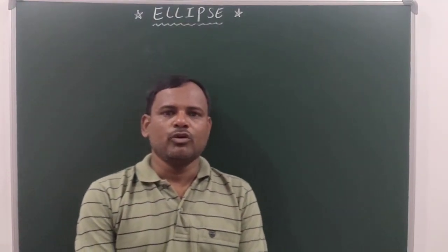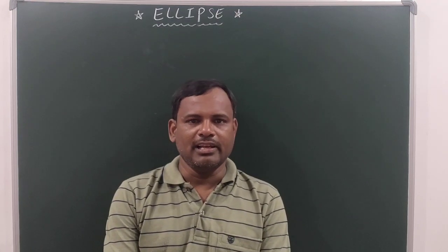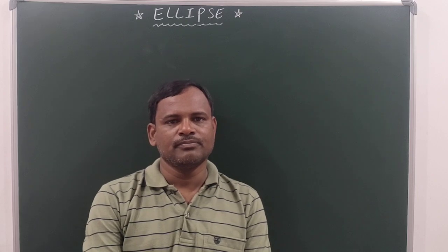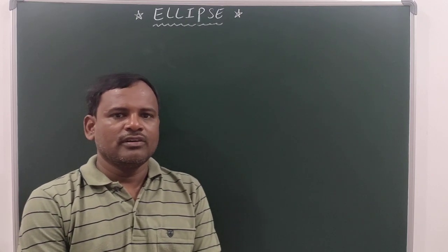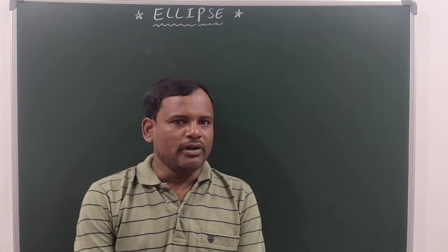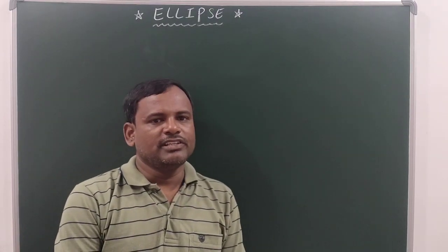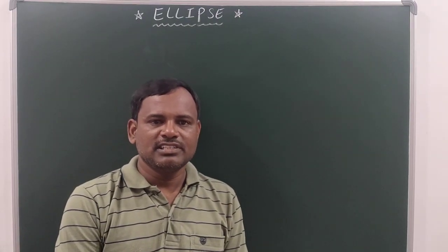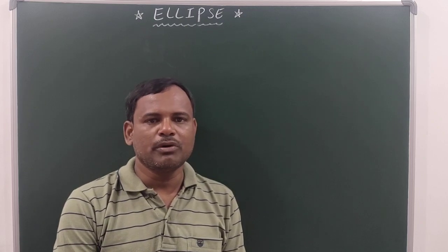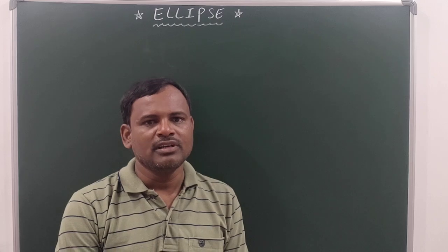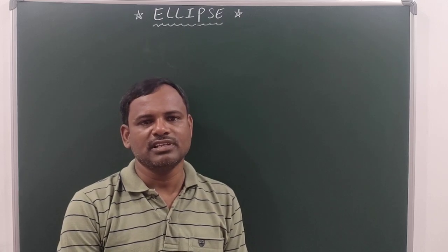In this class, I am going to explain the ellipse. First, let us see the definition of an ellipse. If a locus point moves on the plane in such a way that the sum of the distances from two fixed points to the locus point is constant, then such a locus represents an ellipse.